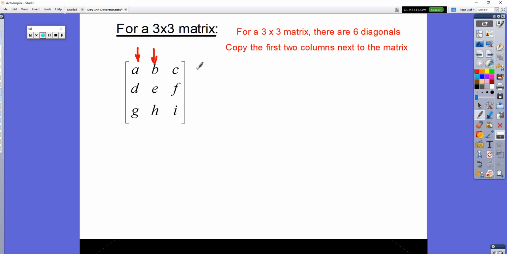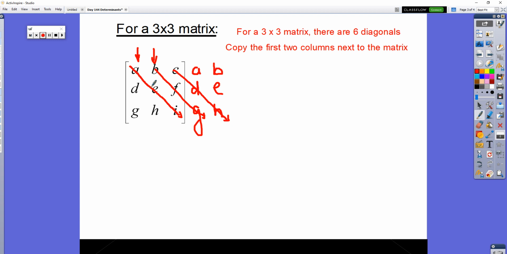What I want you to do is copy those 2 columns, ADG and BEH. Copy those first 2 columns next to your matrix. And what that's going to allow you to do now is to actually complete all 6 of your diagonals without doing that crazy wrapping around thing.